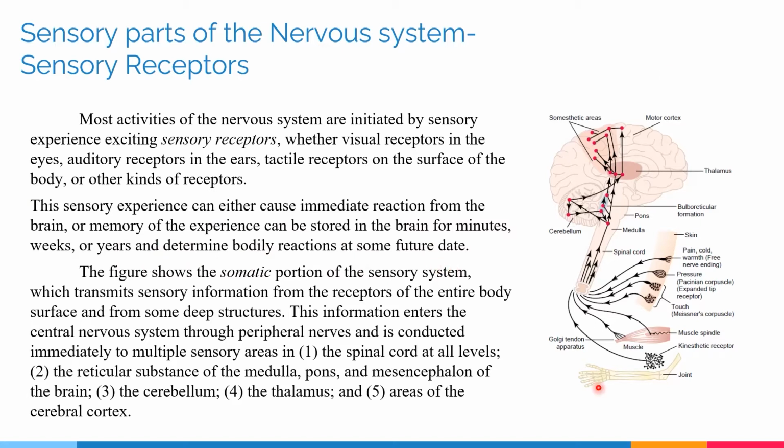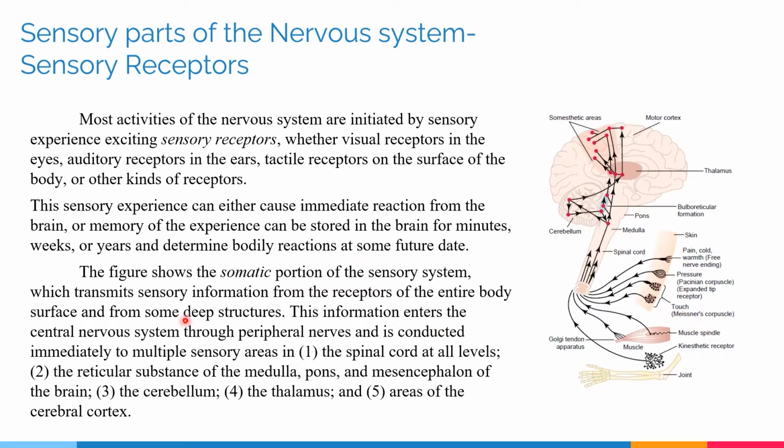The figure that is shown right here shows the somatic portion of the sensory nervous system, which transmits sensory information from receptors of the entire body surface and from some deep structures. So, somatic portion means the sensory portion or the sense of touch. So, the receptors that are shown here, which include the Meissner's corpuscles, some of which we will discuss in the later part of the slides, respond to touch, and the signal is then transmitted to the somatosensory cortex that is present in our brain.